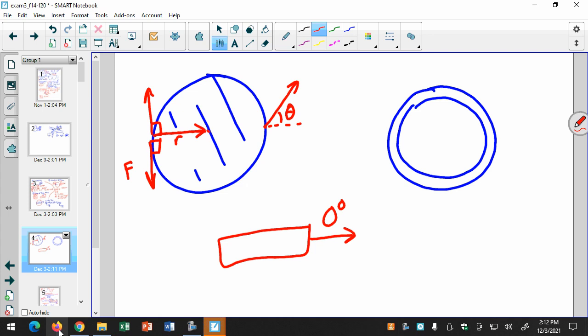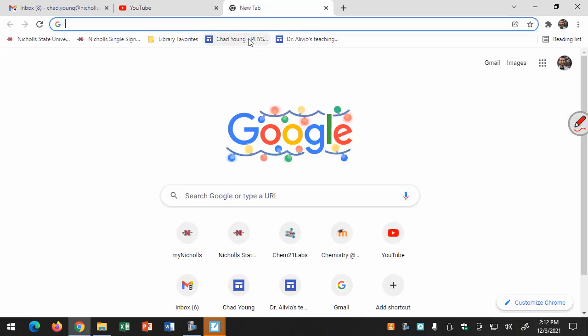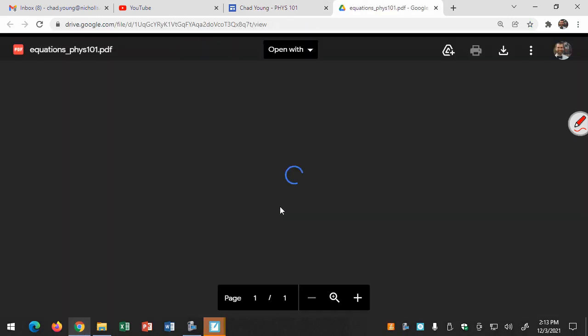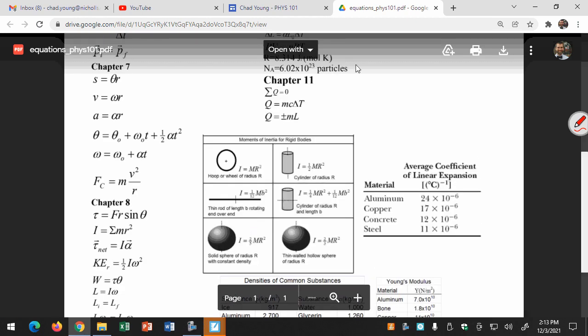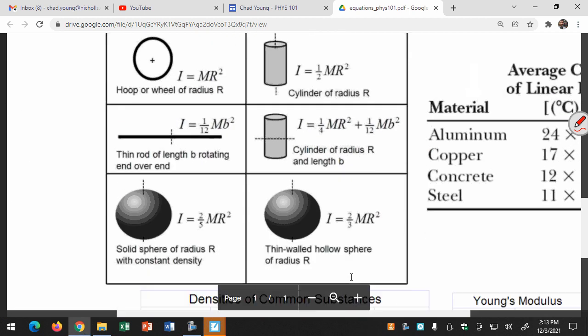Another question? Now, I want to go to the equation sheet right quick. So, our equation sheet, the students have been having trouble just equating the figures that I use with the words.